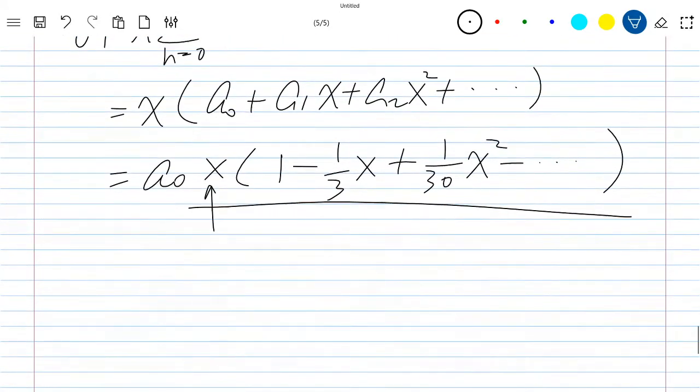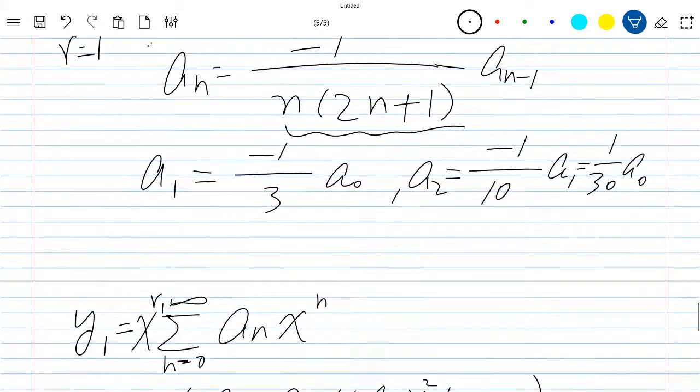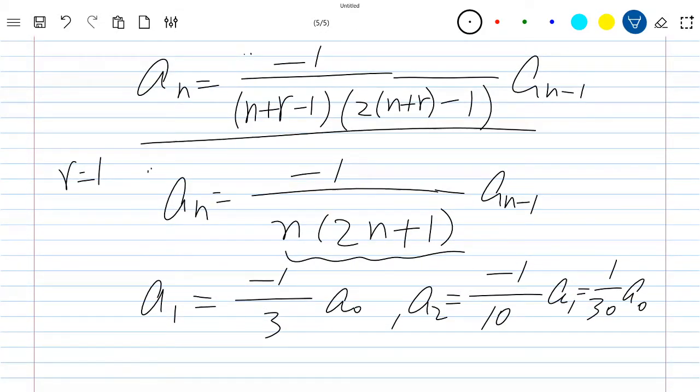Alright, let's see what is our y2. y2 equals x to the r2, which is 1/2, times a new series. Okay, we still call it a, but that's all different. What's a0? It's arbitrary, right? What's a1? Well, we have to use this relation again. Not this one, because you know we have different r now. Now r equals 1/2. Right? So let's see what do we have. Let me write down here.